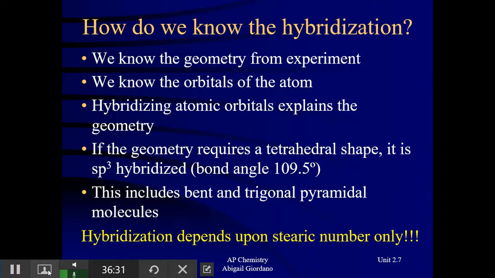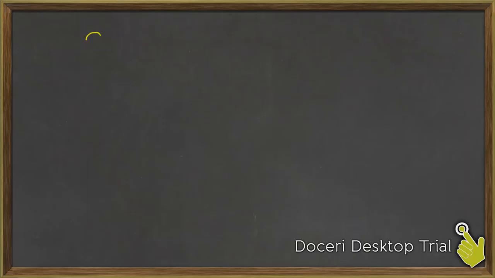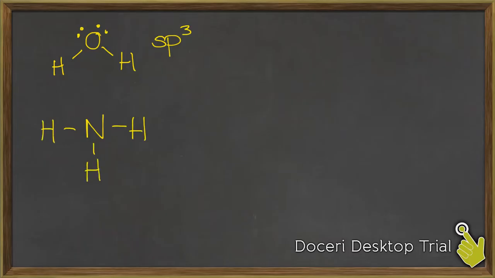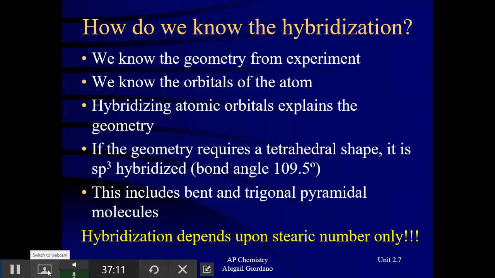Let me just draw something for you real quick. If I have water, water has 4 electron domains around it. It doesn't matter that some are lone pairs and some are shared pairs. It has 4 electron domains. This is sp3. Ammonia also has 4 electron domains. Guess what? It's also sp3 hybridized. Hybridization depends upon the steric number, or number of electron domains, only.